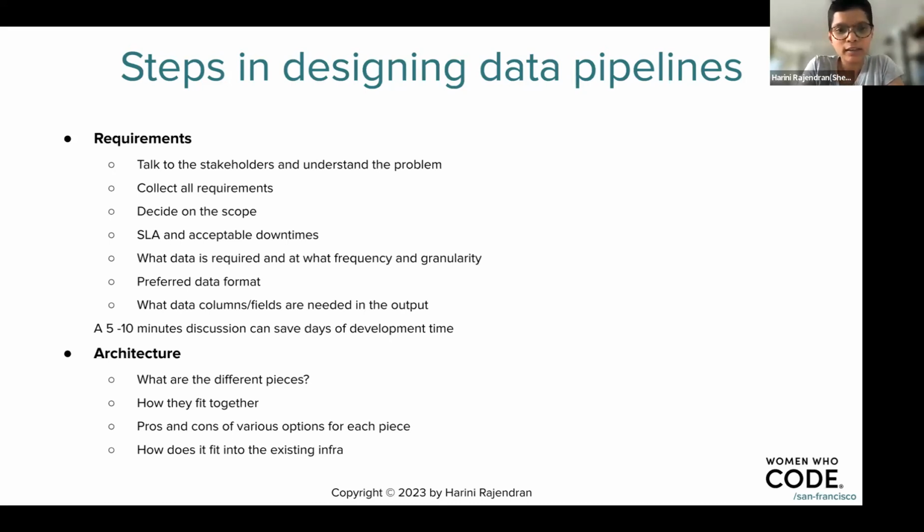Do they want 99.99% availability of your system, or is 95% enough? How much downtime is acceptable in your system, and all of that. How frequently do they need the data, and at what granularity? Do they need hourly data? Do they need daily data? Do they need it at the end of every day, or do they need it at the end of every hour? So you can ask all of those questions.